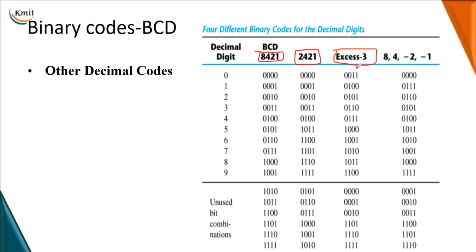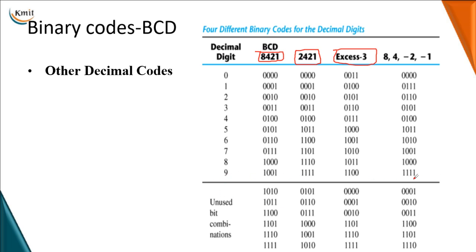Using some procedure, we are going to calculate the equivalent codes from 0 to 9. Again, we have 8 4 minus 2 minus 1. So your positional weights might be positive ones, and they can also be negative ones. Now we have given for each decimal digit the equivalent codes in BCD, in 2421, in XS3, as well as in 8 4 minus 2 minus 1, up to 9.